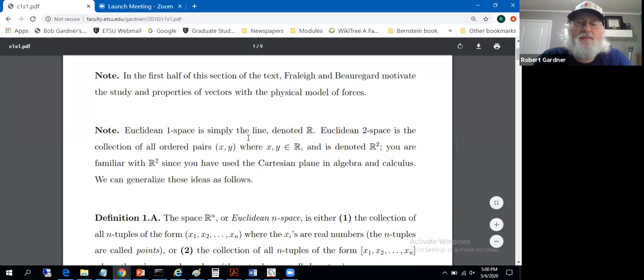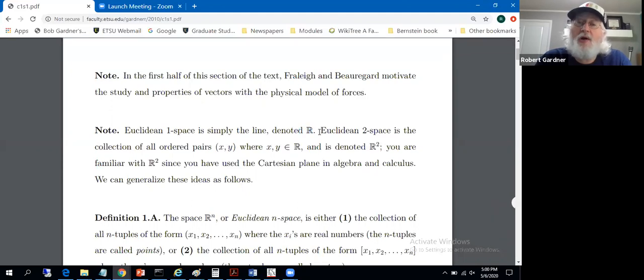Euclidean one space is simply the line. We're going to denote it with this double blackboard font R, for the real numbers. So this is just the real number line that you've encountered in high school. Euclidean two space is the collection of all ordered pairs (x, y), where we take x and y to be real numbers, and it's denoted commonly with this blackboard font R with a superscript of 2. This R2 is just the Cartesian plane that you also encountered in high school.